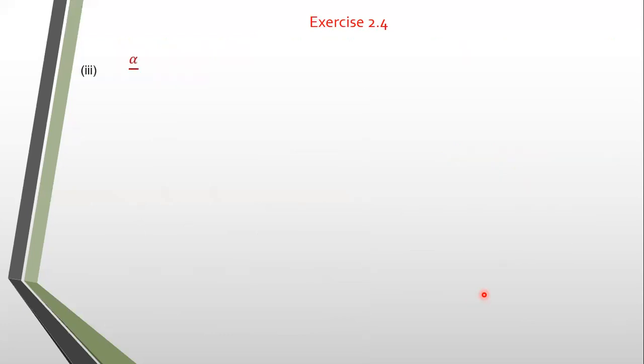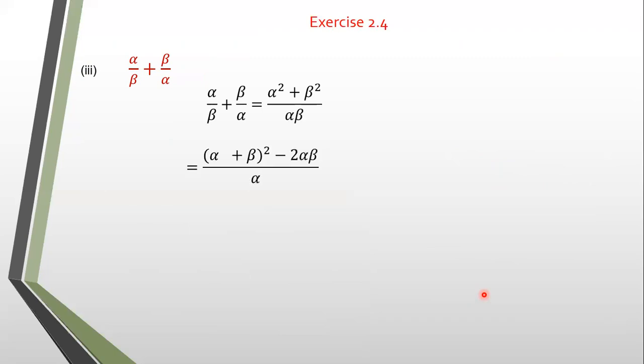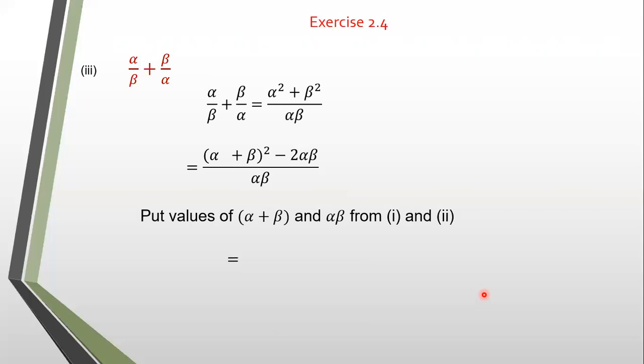Now, the third part is alpha over beta plus beta over alpha. Alpha over beta plus beta over alpha can be written as alpha square plus beta square over alpha beta, and alpha square plus beta square is alpha plus beta whole square minus 2 alpha beta, over alpha beta. Replace the values of alpha plus beta and alpha beta from 1 and 2. We will get minus p whole square minus 2q over q, and that can be written as p square minus 2q over q, and the final answer is 1 over q times p square minus 2q.